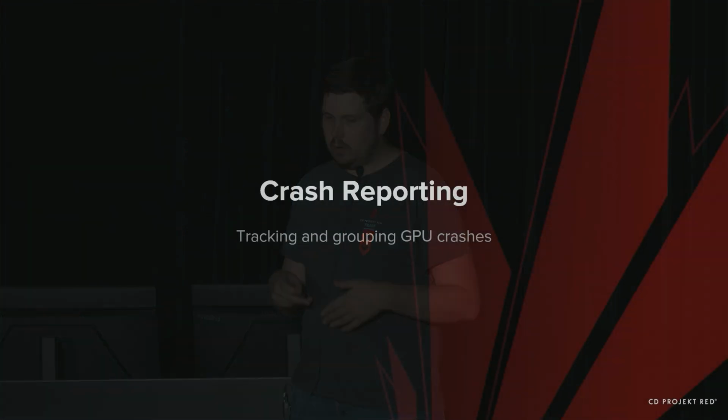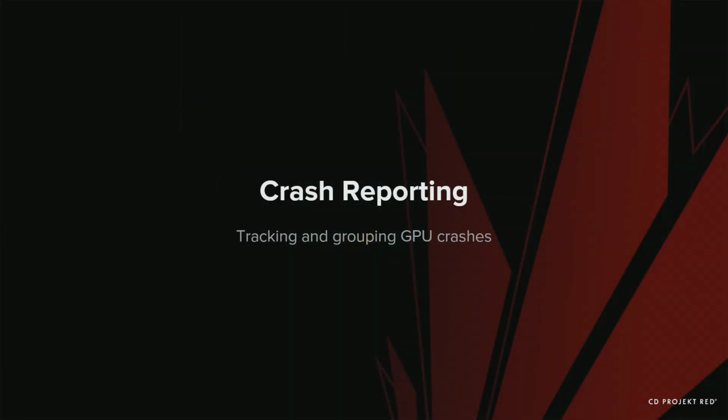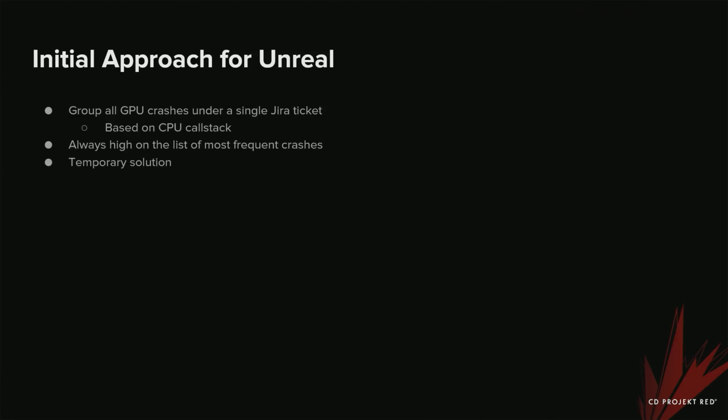So now let's go and talk about how we report the crashes that happen when a GPU TDR occurs. I will go over how we group and filter breadcrumbs and automatically create Jira tickets that belong to a specific GPU crash. So we use the breadcrumbs as our primary method for identifying GPU crashes.